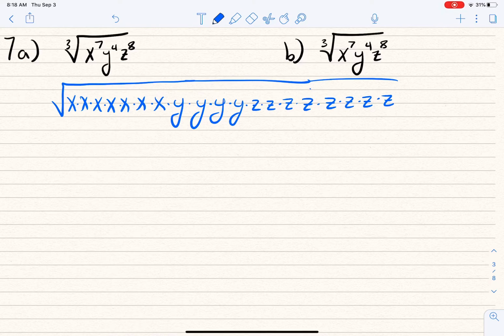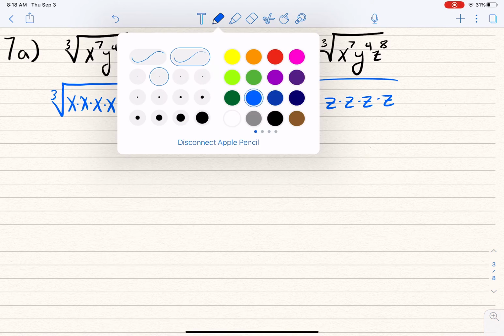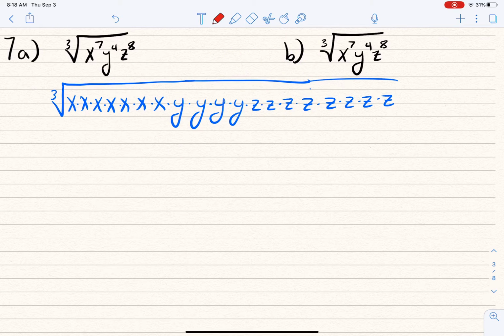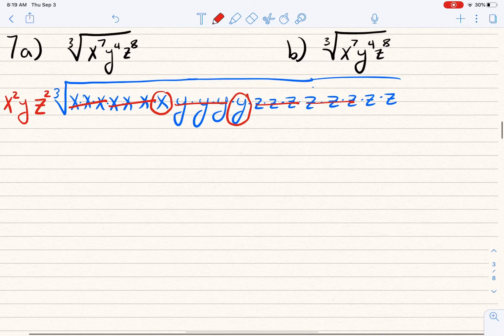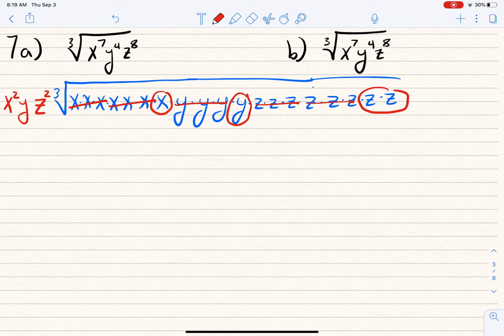Notice this is all the cubed root, and what that means is it takes 3 of them for them to come out. So here's 1, 2, 3, so an x gets to come out. And then another 1, 2, 3, so that x becomes x squared. But there's 1 left inside. For the y's, I'd go 1, 2, 3, and a y gets to come out. But again, there's 1 left inside. For the z's, I've got 1, 2, 3, so a z gets to come out. 1, 2, 3, so then I get to square it, and there's 2 left inside.